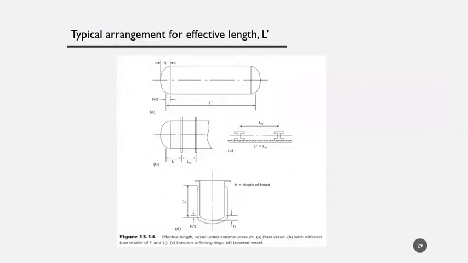Okay, this is the typical arrangement for the effective length. So this is the effective length, and H over 3 to obtain this height of the pressure vessel. And Ls is the length of the stiffening ring. So this is the stiffening ring, and usually the effective length equals the stiffening ring length. So this is how we can determine the effective length of the pressure vessel.